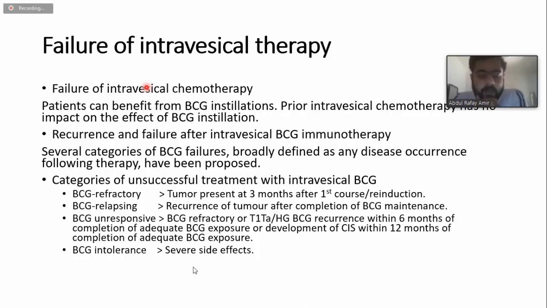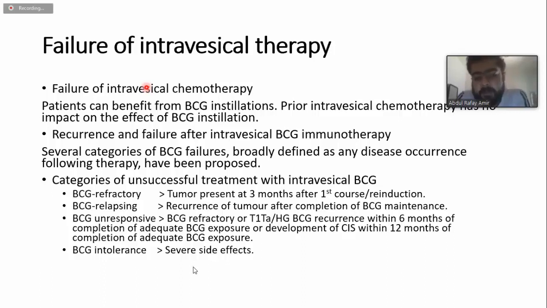The next section will be on the failure of intravesical therapy. When the disease has recurred or progressed following intravesical chemotherapy, patients can benefit from BCG instillations. However, for recurrence and failure after intravesical BCG immunotherapy, several categories have been defined.